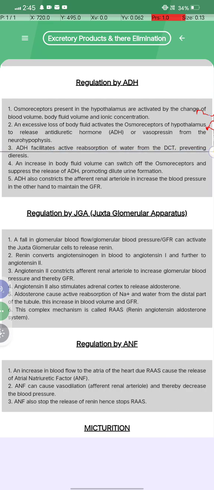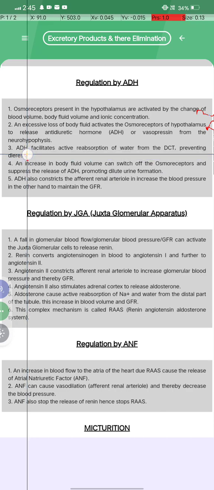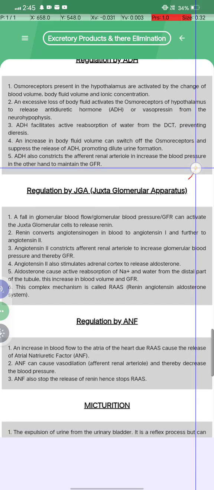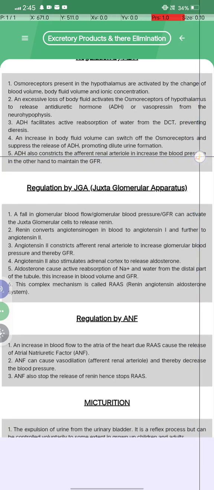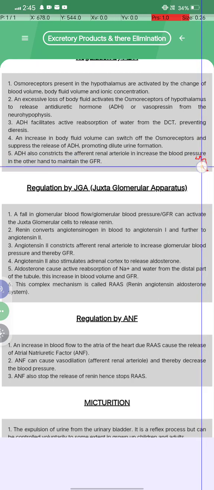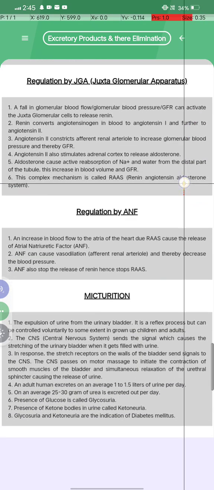ADH facilitates the active reabsorption of water from the DCT, preventing diuresis. An increase in body fluid volume can switch off the osmoreceptors and suppress the release of ADH, promoting dilute urine formation. Okay, up to here there should be no difficulty. Now see what happens next. ADH constricts the afferent renal arteriole, increasing the blood pressure, on the other hand to maintain the GFR. Okay.